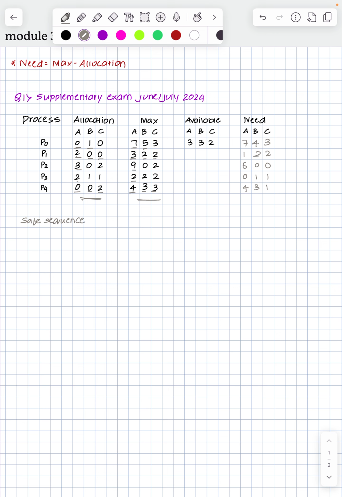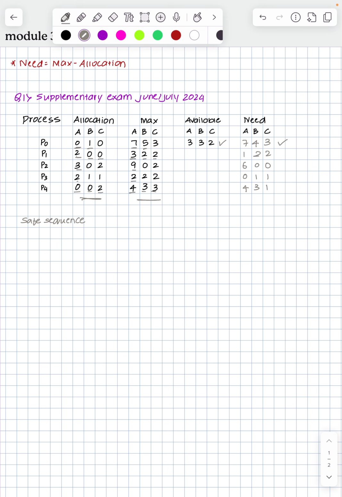The meaning of safe sequence is nothing but the sequence in which the processes get executed without entering into a deadlocked state. I'm assuming everyone knows what a deadlocked state is. So we have to check the need matrix for each of the processes. How we do it, think of it as common sense: we need these many resources, and these many resources are available.